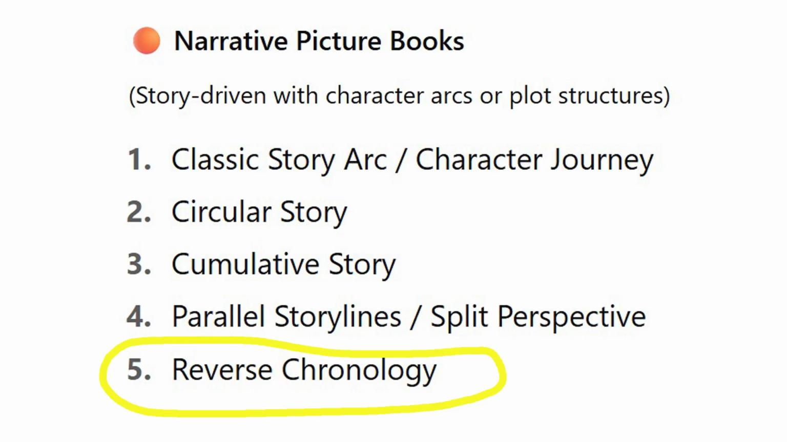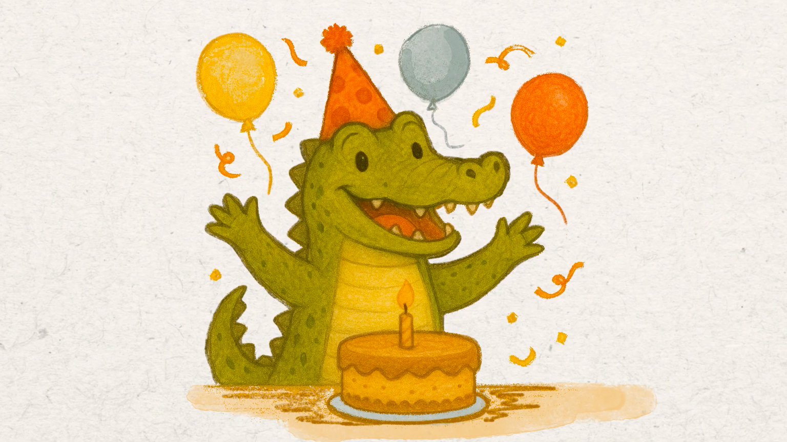Now, what's reverse chronology? The story begins in the present and moves backwards in time, uncovering how something came to be. Let's look at a fictional example, The Day Before Today. The story starts with a birthday party. Each page goes back one day in time, showing the preparations, the baking, the invitation, and finally, the moment the idea for the party was born.